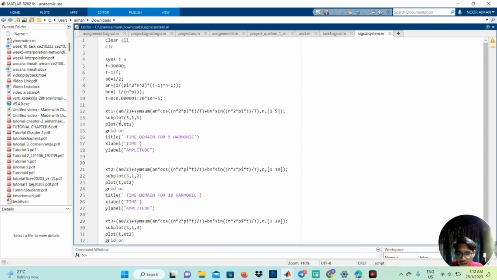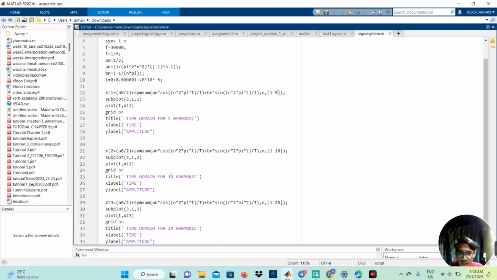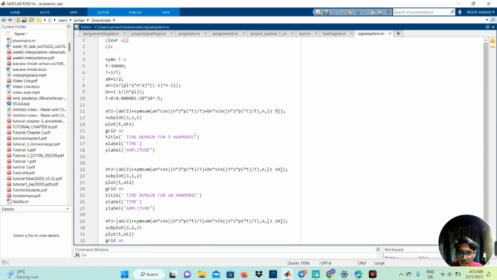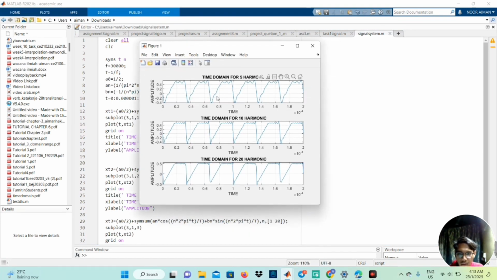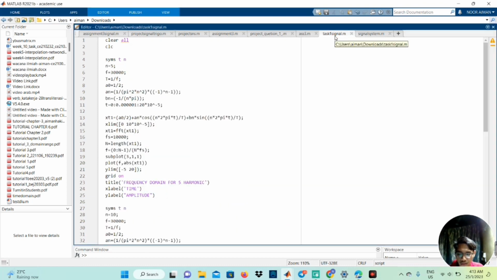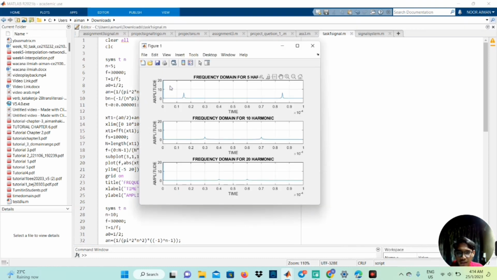So we need to plot the signal in time domain for 5 harmonics, 10 harmonics, and then 20 harmonics. And when we run the program, we got the answer like this. This is for 5 harmonics, 10 harmonics, and 20 harmonics. Then for the frequency domain, this is the program, and we run. So this is the frequency domain for task one.